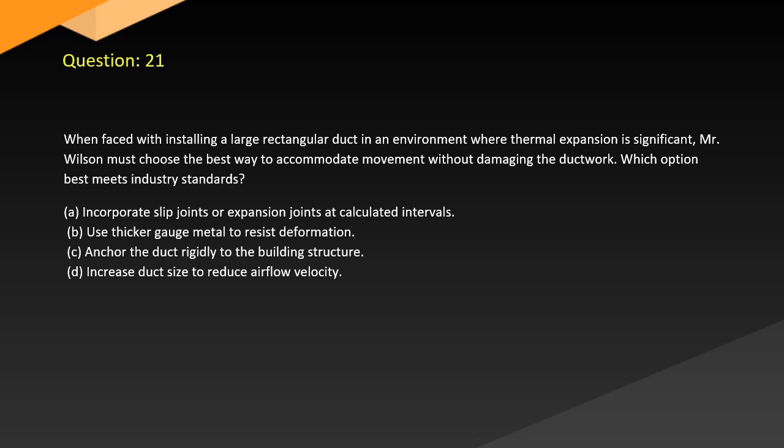Question 21. When faced with installing a large rectangular duct in an environment where thermal expansion is significant, Mr. Wilson must choose the best way to accommodate movement without damaging the ductwork. Which option best meets industry standards? A. Incorporate slip joints or expansion joints at calculated intervals. B. Use thicker gauge metal to resist deformation. C. Anchor the duct rigidly to the building structure. D. Increase duct size to reduce airflow velocity.